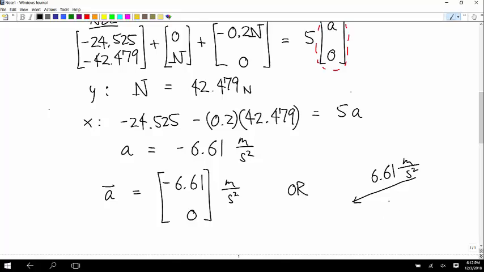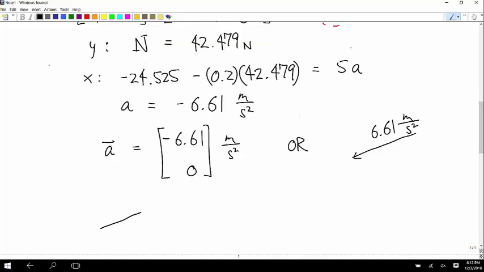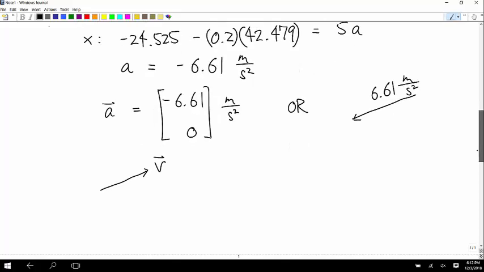And so now, to figure out whether it's speeding up or slowing down, look at the directions of the velocity and the acceleration. If they're the same, it's speeding up. If they're opposite, it's slowing down. In this case, we have the velocity going this way and the acceleration going this way, so it's slowing down. Any questions about that? Any other questions on the test you want me to do?